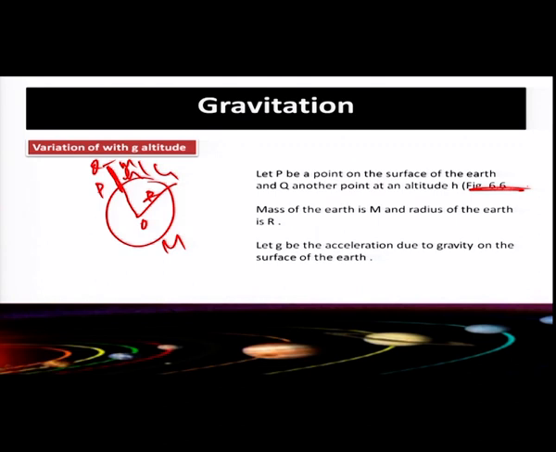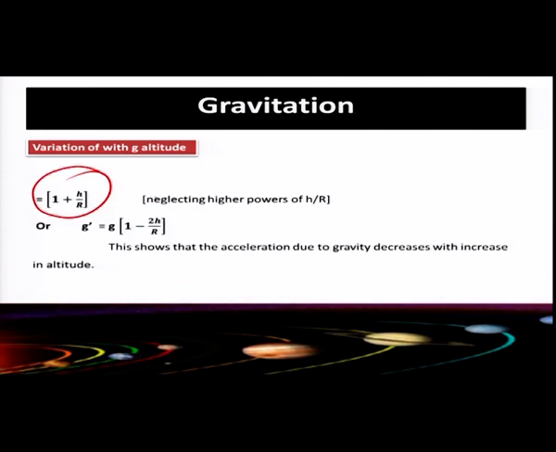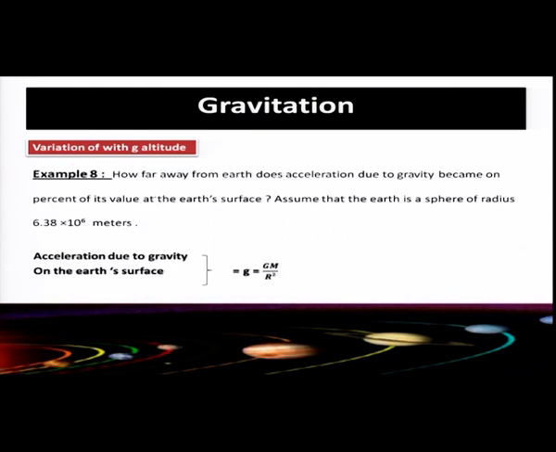So, you can say P is the point on the surface of the earth, and Q is another point at an altitude h. So, this is the altitude h, and capital M is the mass of the earth, and R is the radius of the earth, and g is the acceleration due to gravity. So, based on this diagram, we show that the acceleration due to gravity decreases with increase in altitude.